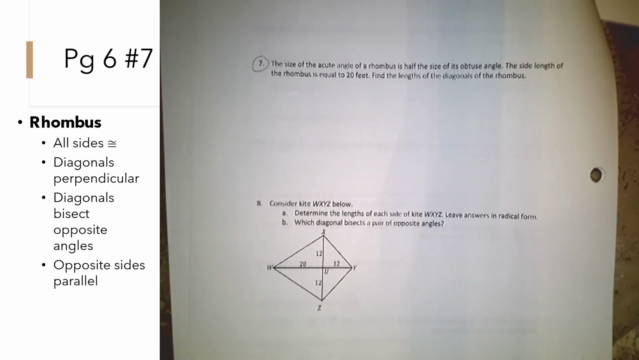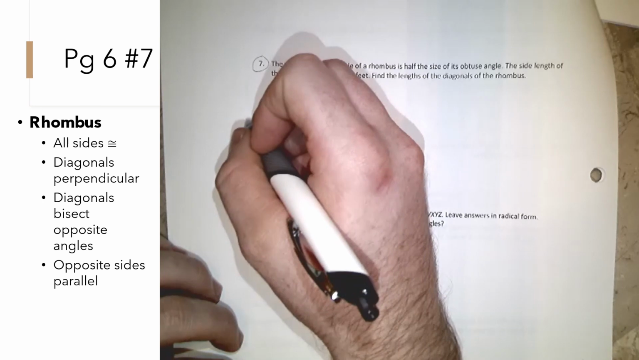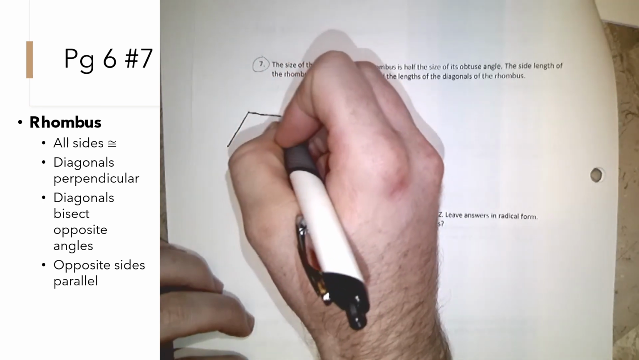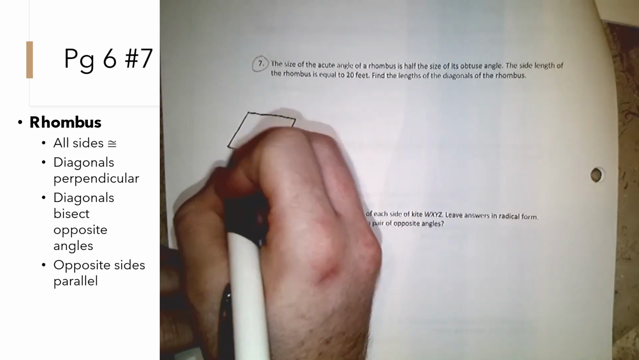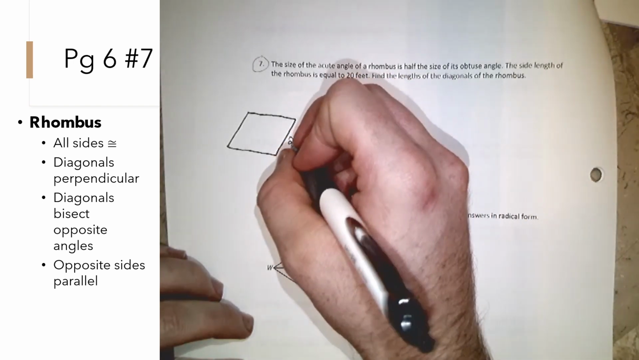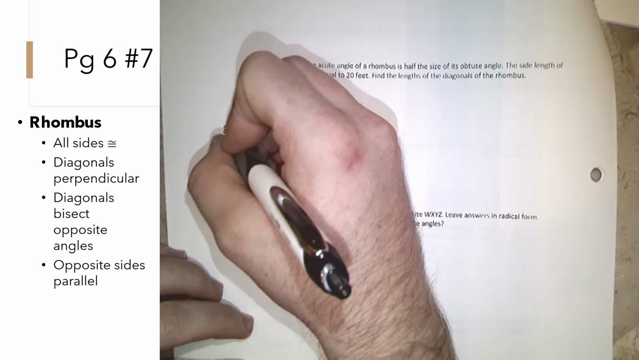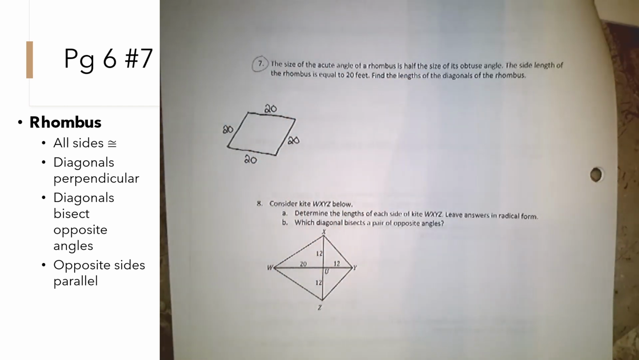So with this word problem, first thing that I recommend doing is drawing it out. Now I know I have a rhombus, so that's another way of saying that you have basically a diamond. And they told us that the side lengths are all 20 feet. Now in a rhombus, all sides are congruent. So I know all the sides are equal to 20 feet.